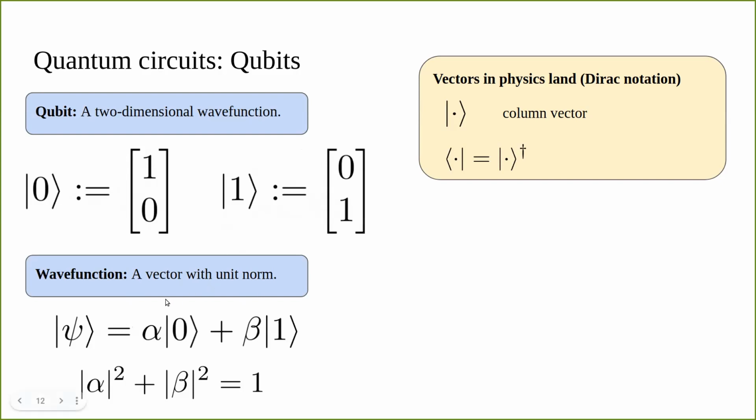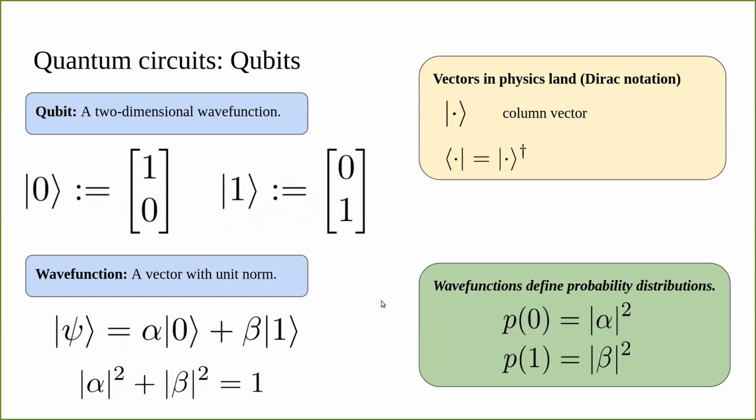And in order for it to be a wave function, we want it to have unit norm, which means that |alpha|^2 plus |beta|^2 is 1. And the reason for that is because we use wave functions to define probability distributions. So the probability of measuring the qubit in the 0 state is given by |alpha|^2, and for the 1 state, it's |beta|^2. This is known as Born's rule.